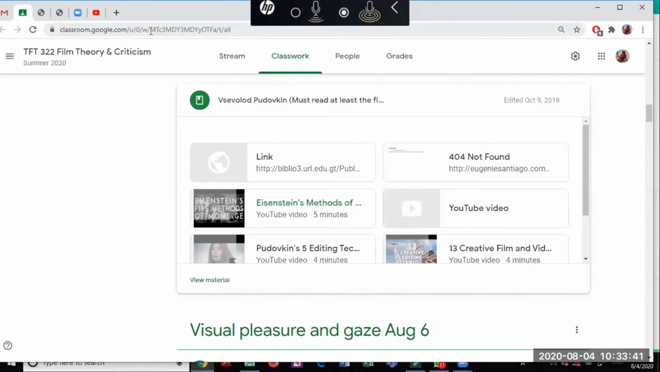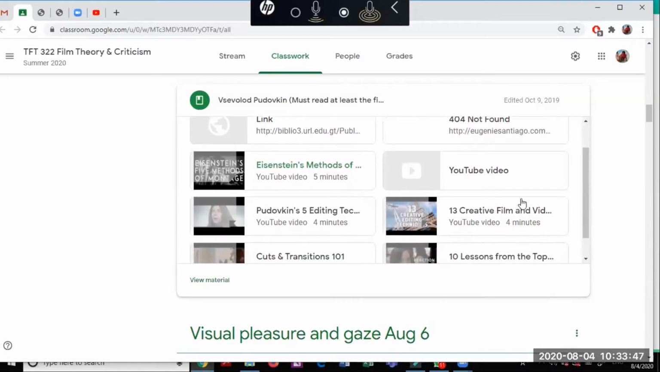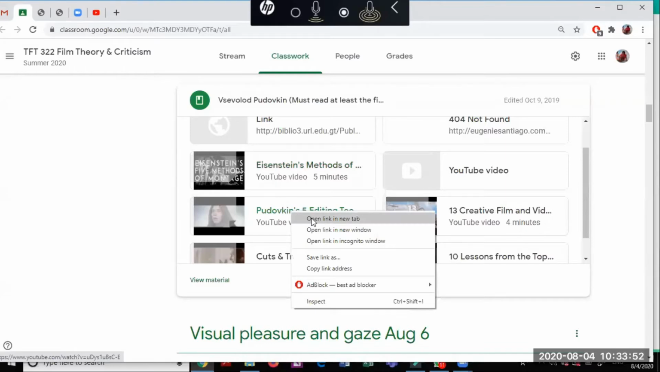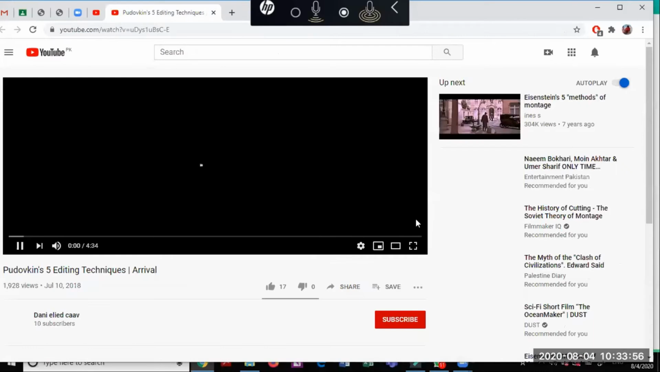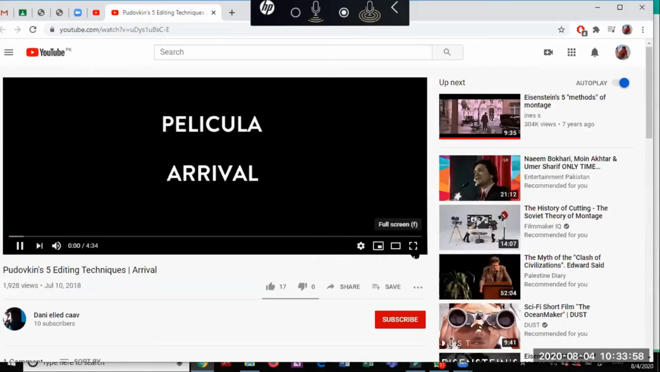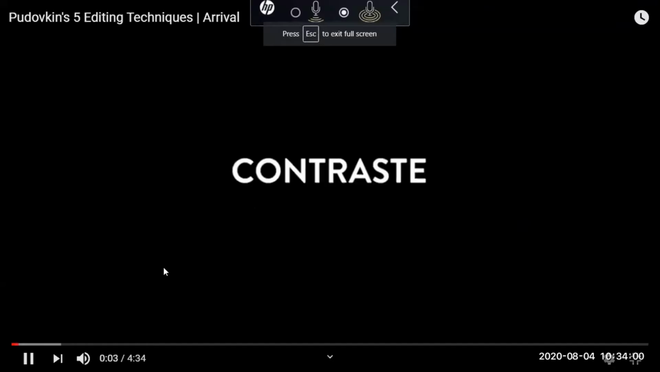Any question about Eisenstein's editing techniques, or the way Eisenstein used images to create meanings? No, miss. Okay.